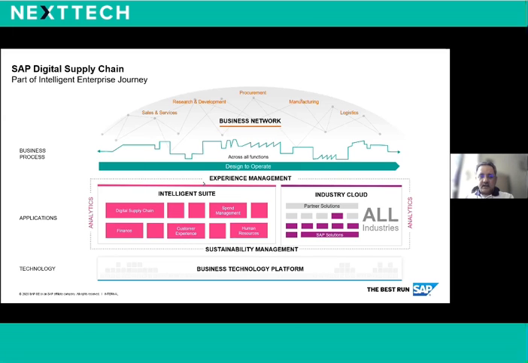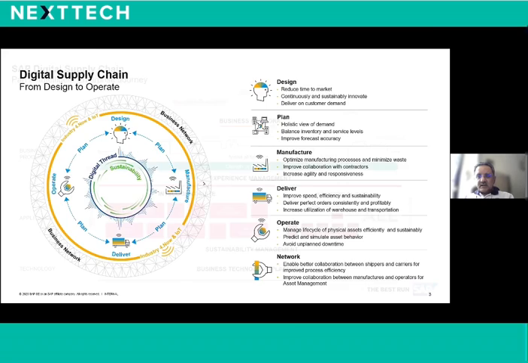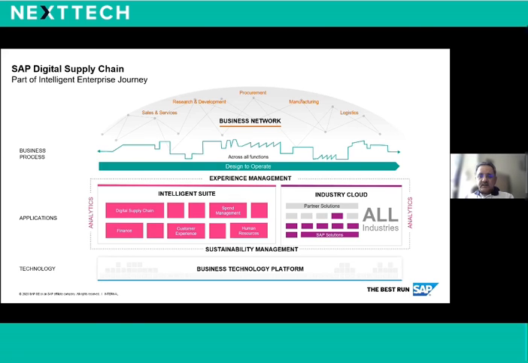Why supply chain? Supply chain in today's time cannot be looked at in isolation. Maybe I have a challenge in procurement, or a challenge in planning. It has to be taken in a holistic way, because a supply chain in today's world is a network. You are connected to your customers, your suppliers, your vendors, your shippers and your carriers. So it has to be looked at in a holistic way.